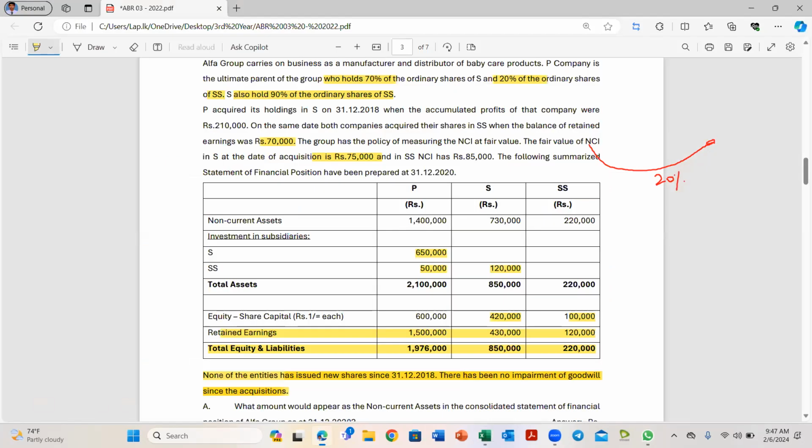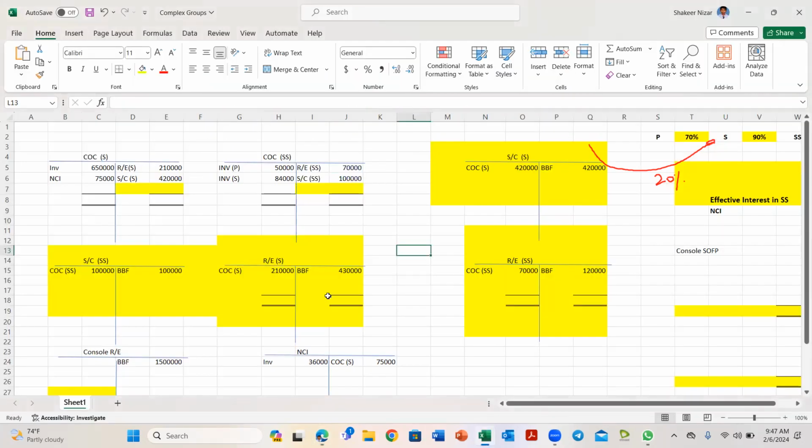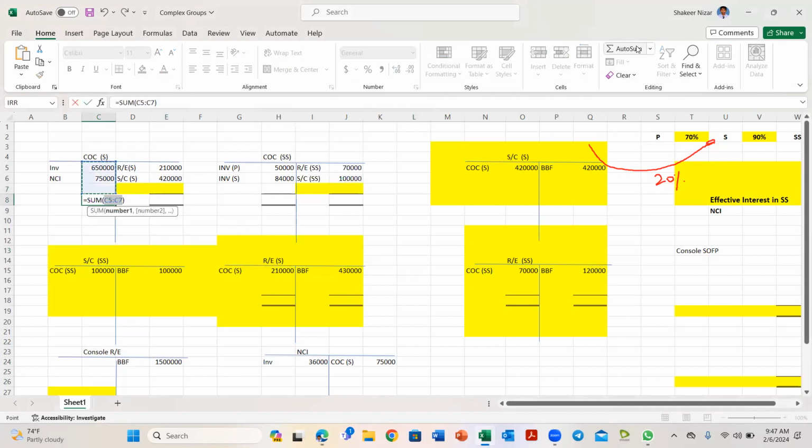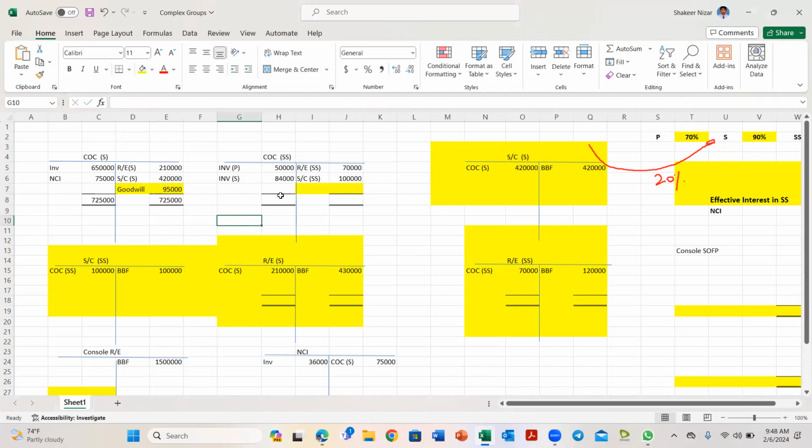Now we want to recognize the goodwill arising from business combination. Here you can see the total amount. Goodwill is 95,000, right? This is goodwill on business combination. Here you can see it in S subsidiaries.